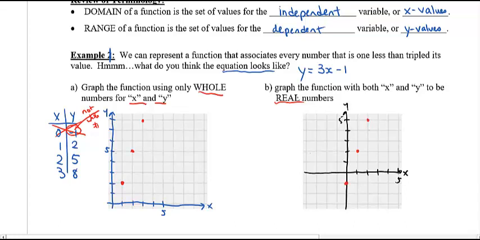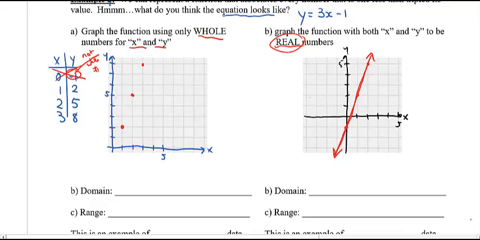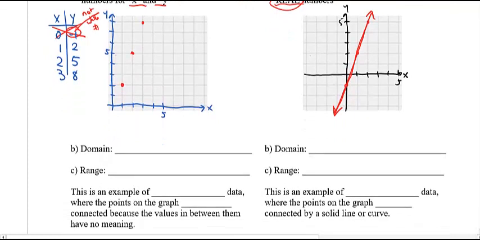But this time, because I'm asking for real numbers, which I said includes everything, all the decimals, I can now join them together and also put arrows on the end to say that it goes on forever and ever and ever. Okay? Now, with that, can you actually now talk about the domain and range of both of these graphs? So the domain for the one on the left, which are just whole numbers, would be x belongs to the set of not just whole numbers, but natural numbers, because I didn't have 0 included.